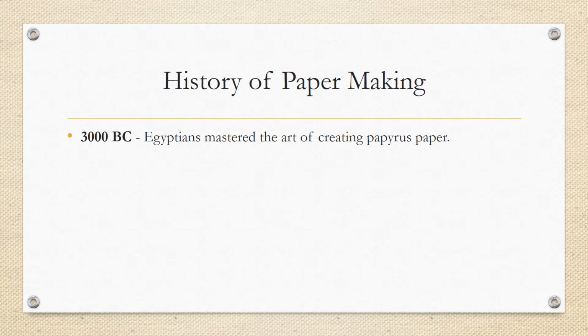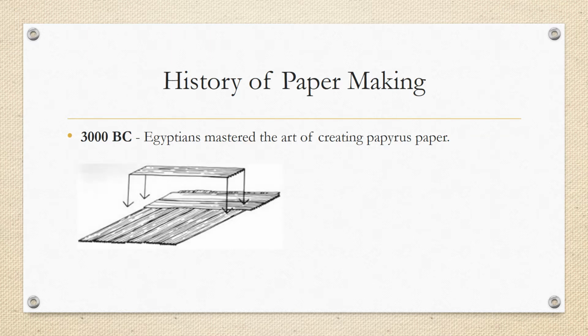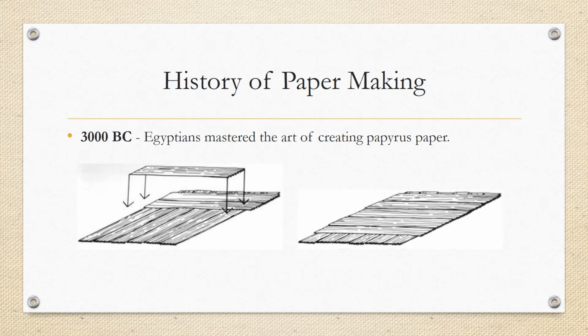In 3000 BC, Egyptians mastered the art of creating papyrus paper. So how did they make such paper? They used the stalk of the papyrus plant, which was peeled, laid into two layers, horizontal and vertical, pressed and dried. These sheets were joined end to end to form a roll, and no glue was used because the natural gum of the plant held the sheets together.